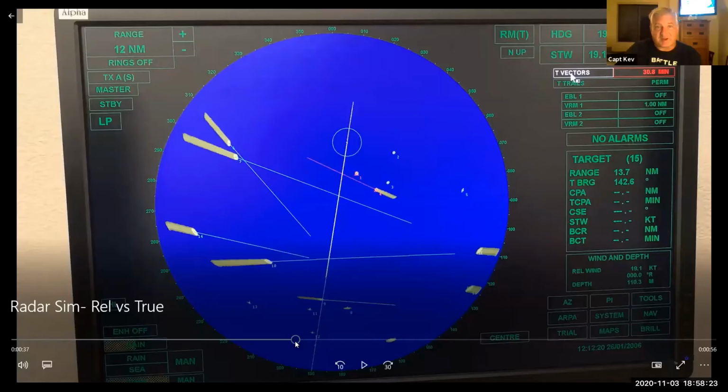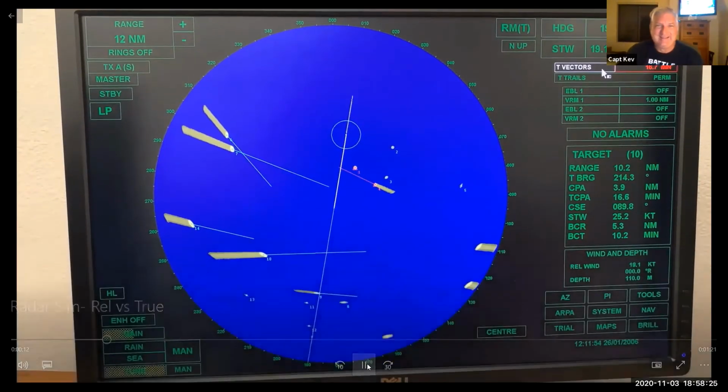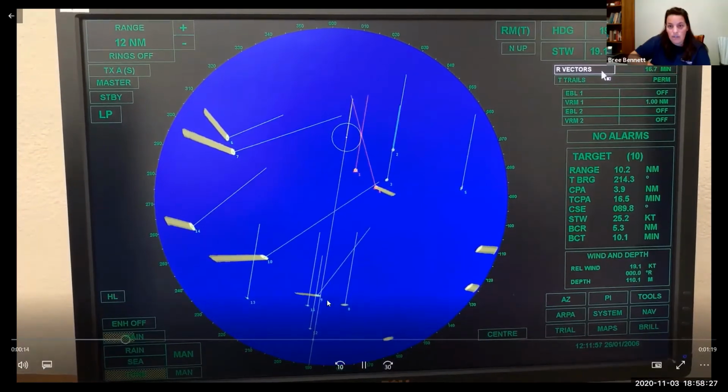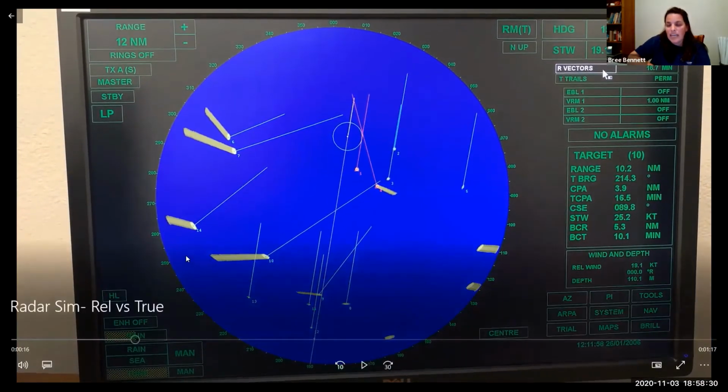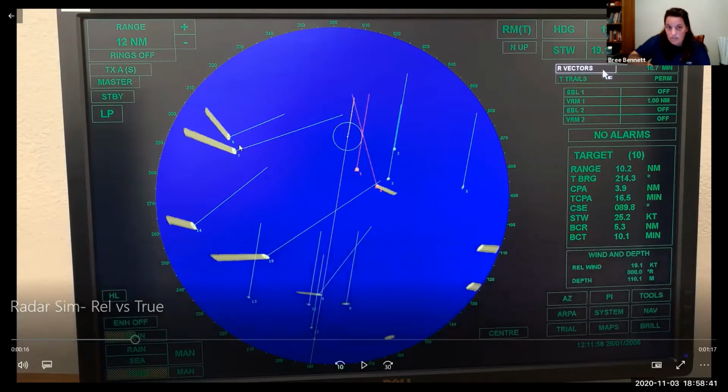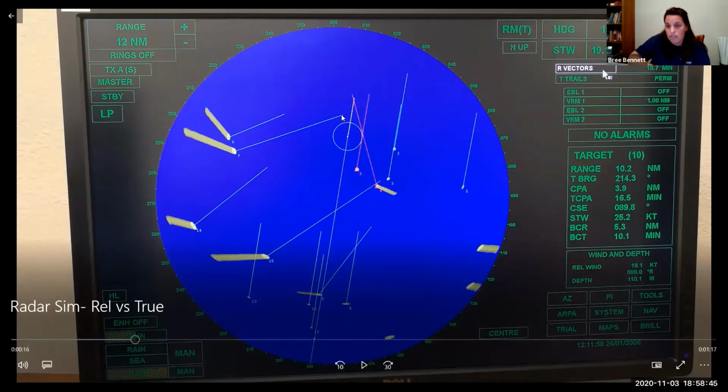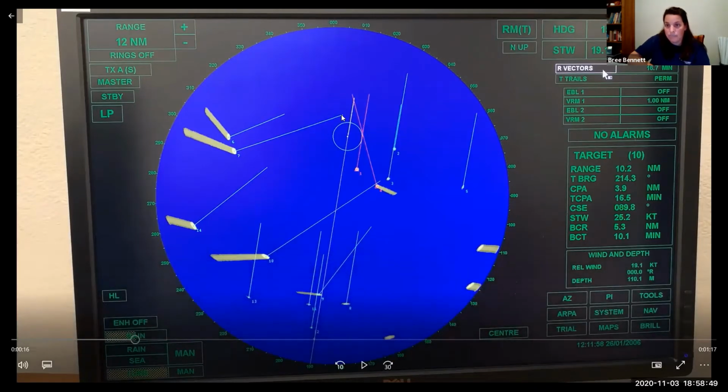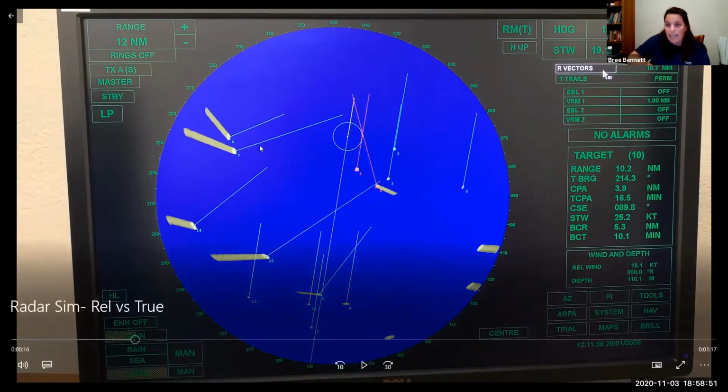I need that break too, though. Okay. So here we have our true vectors, and there we have our relative motion lines. So our relative motion, if we stay on our course and speed, that vessel, this blip here, is going to travel blip, blip, blip, blip, all the way across the screen like that, if we continue our course and speed and they continue their course and speed.